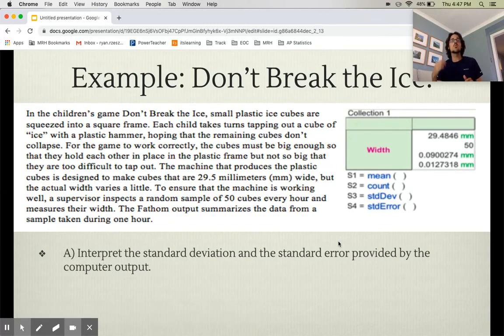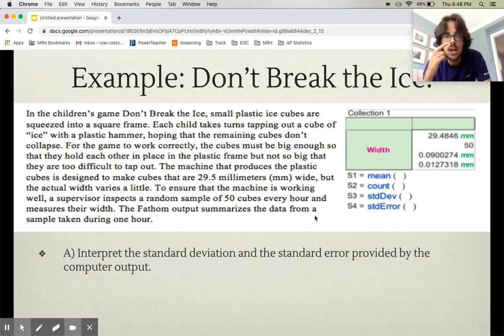Go ahead and look over this problem right here, and I want to talk about a few things. On the side, you'll see a little bit of computer output. This is off of a program called Fathom. And whenever you have computer output, there's going to be a key that tells you what everything means. So basically, the order of this right here: the mean is 29.4, count is your sample size of 50, you have the standard deviation third, and you have the standard error fourth.